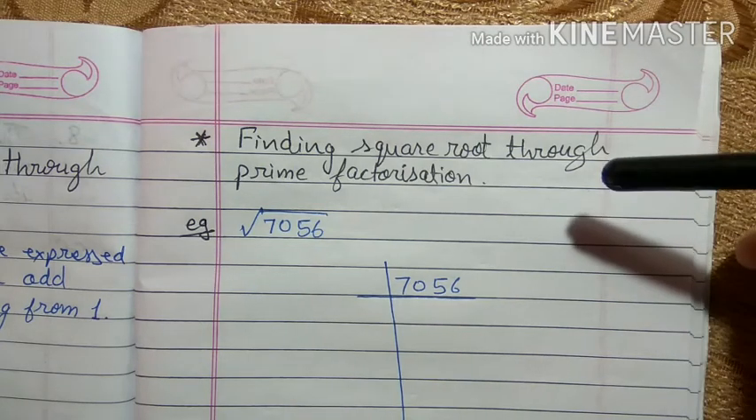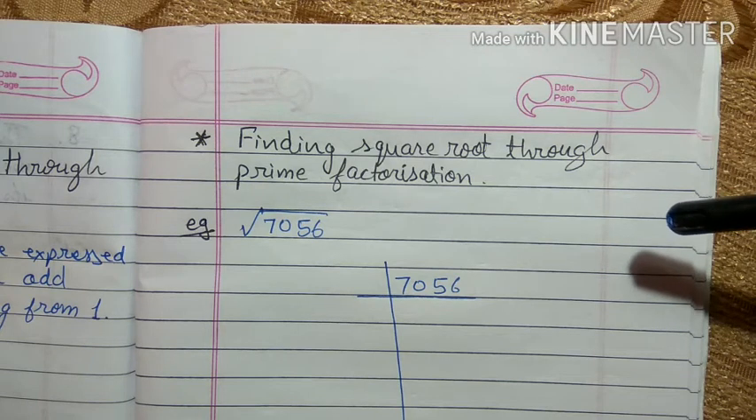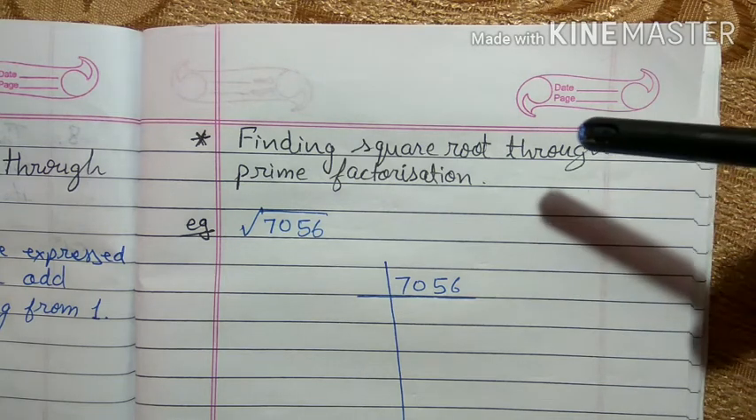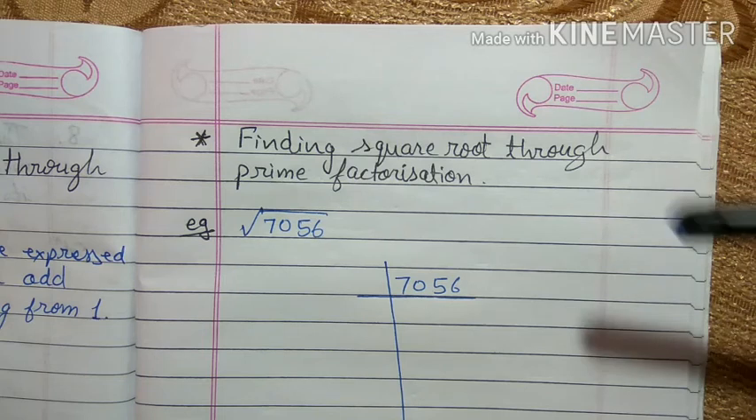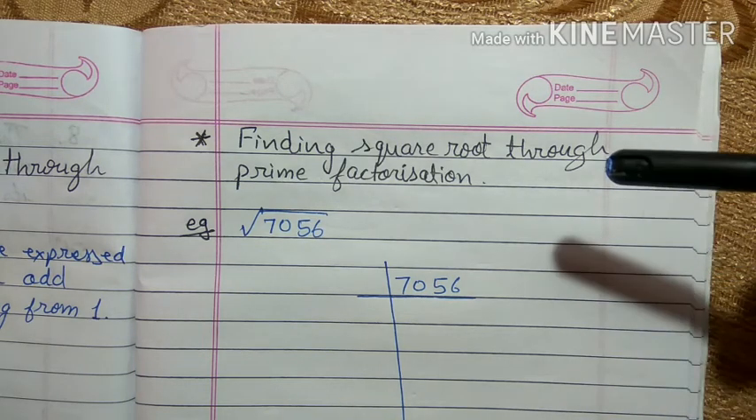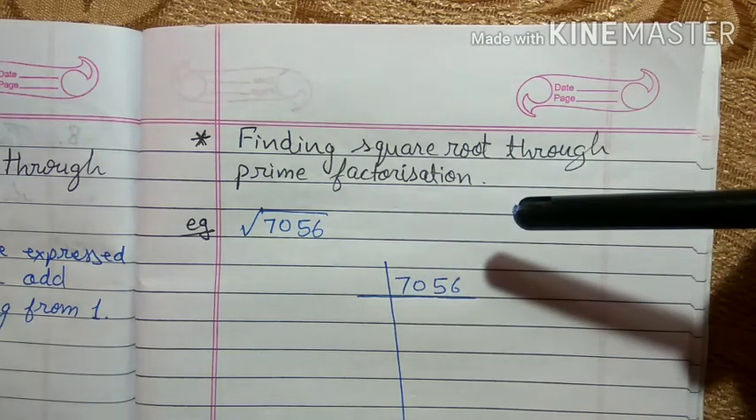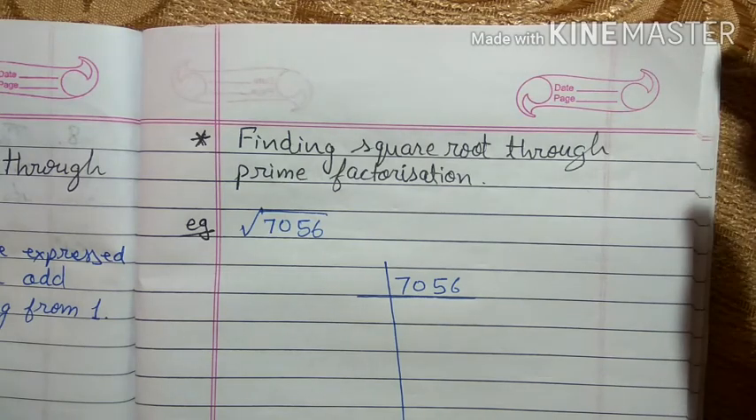Now come to the next method, finding the square root through the prime factorization method. You know that prime factorization means we use only prime factors to factorize a number. For example, we are going to find the square root of 7056 using this method. Please have a check.